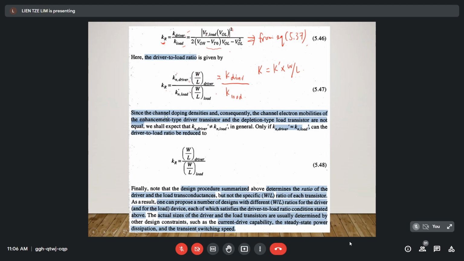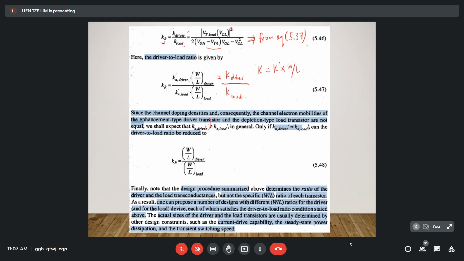Since the channel's doping density and consequently the channel's electron mobilities of the enhancement type driver transistor and the depletion type load transistor are not equal, we shall expect that K driver is not equal to K load. Just now I mentioned it as K, but it should be K prime. There is a prime here: K prime driver and K prime load.